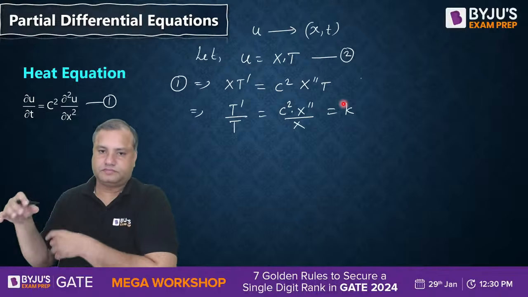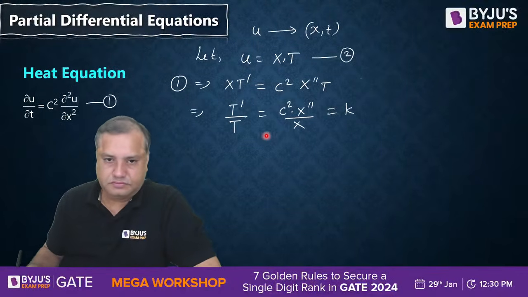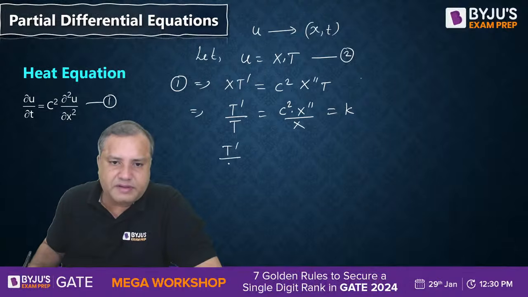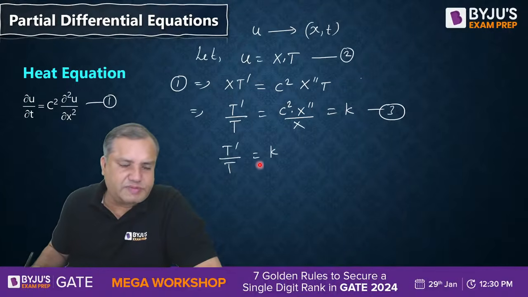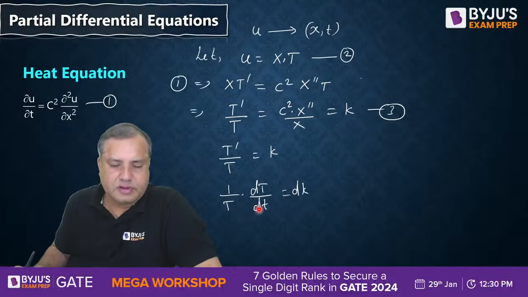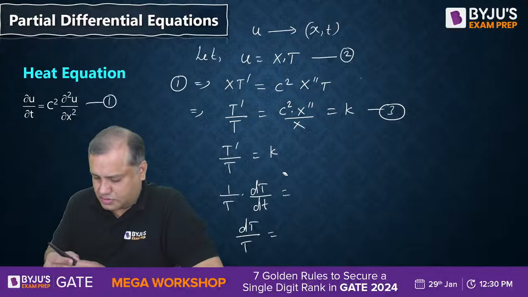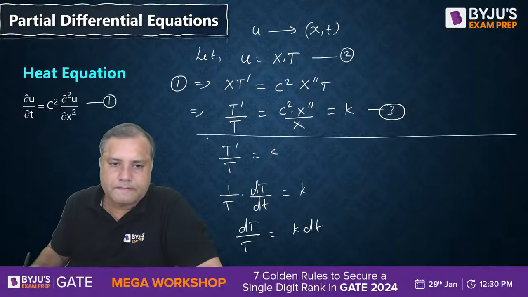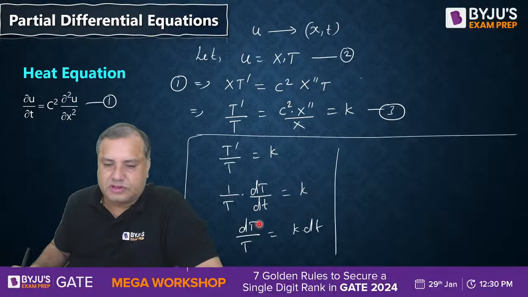Now see here. We will consider two parts. t dash by t equal to k. So t dash by t equal to k. 1 by t dt by d small t equal to k. So dt by t equal to, right hand side is only k. dt by capital T equal to k dt. Then integrate both sides.